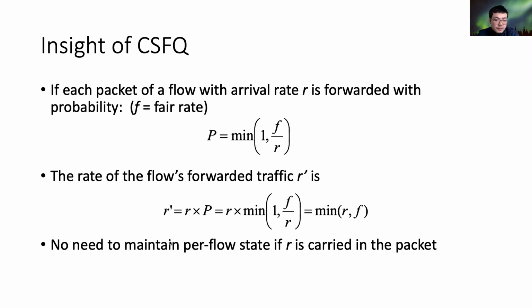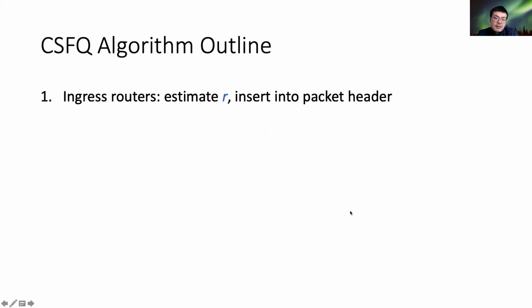Here we have a simple calculation. How do you calculate the forward rate? If you have a sending rate R, and the algorithm in the core router says I want to compute this P in this way, then if you multiply R with this P, the left-hand side gets R and the right-hand side gets this, which exactly recovers R prime, which is what we want. So we want an average flow to send at a bandwidth like this.